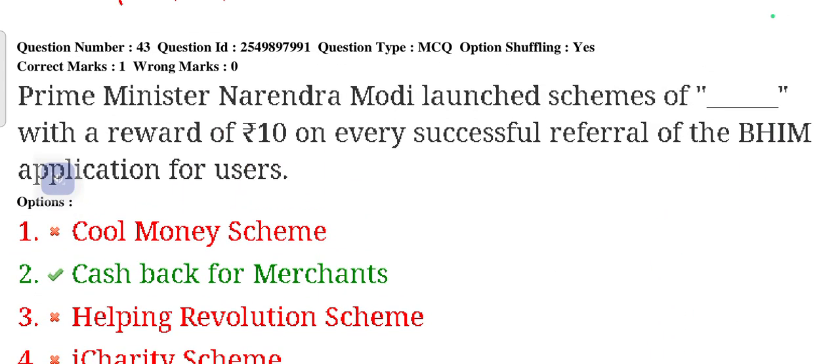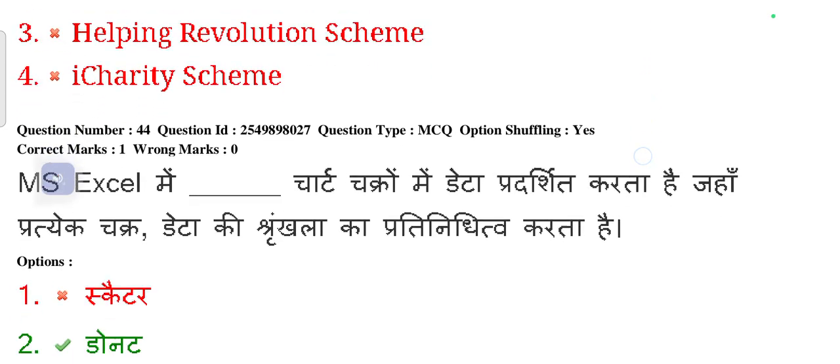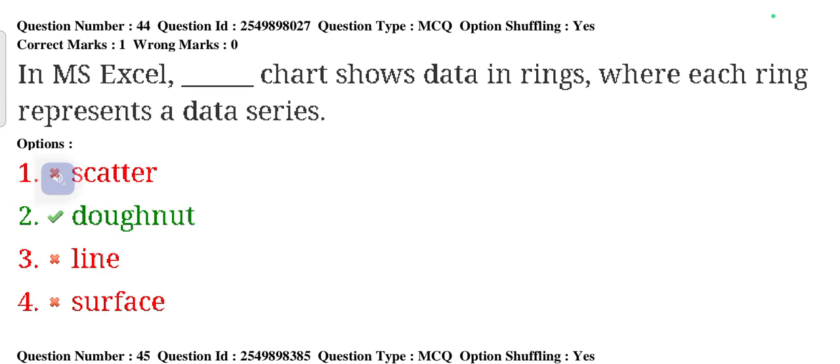Prime Minister Narendra Modi launched a scheme with a reward of rupees 10 on every successful referral of the BHIM application for users, and cashback for merchants. In MS Excel, a doughnut chart shows data in rings where each ring represents a data series. Donut.